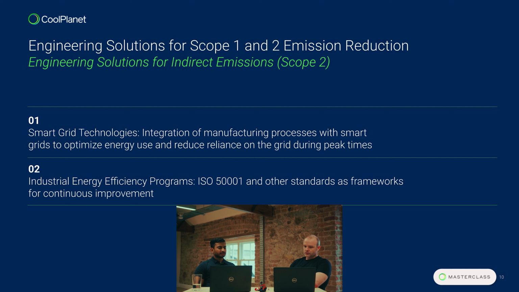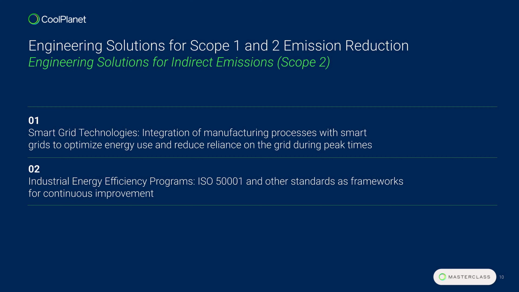Let's discuss some of the engineering solutions for indirect emissions, John. The first thing is the use of smart grid technologies, and we can see now increasingly the grid is becoming dependent on renewable sources of electricity. Here, I feel that this is a good thing and a bad thing, because with the increased use of renewables, there is a huge instability in the grid.